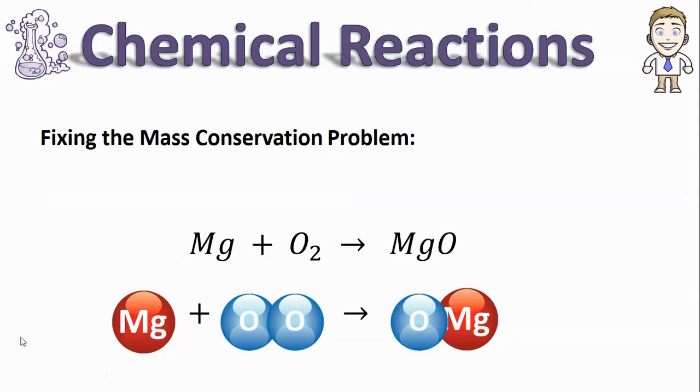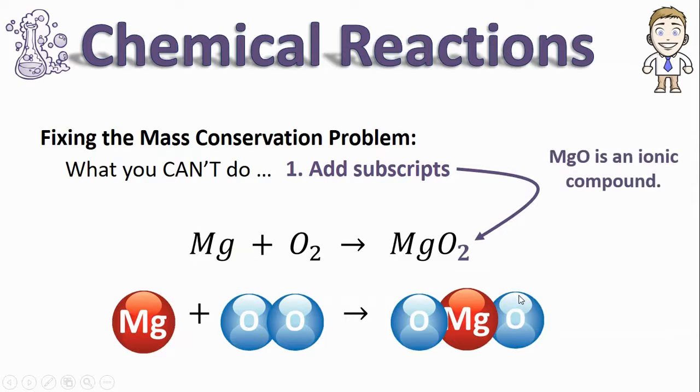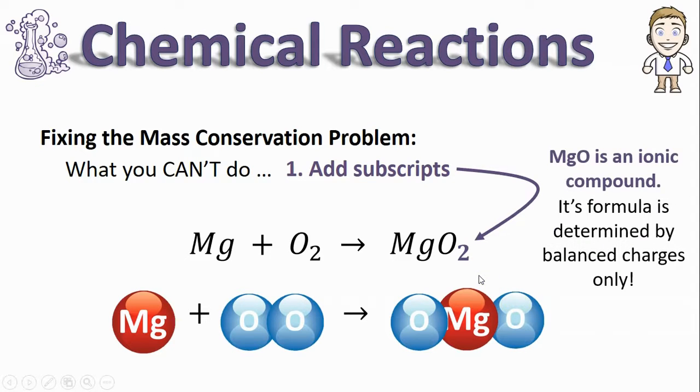So let's talk about some ways we could write this chemical equation that fixes the mass conservation problem. We're going to do this first by talking about ways that you can't fix it. One thing that people try to do a lot is fix the problem by adding in subscripts. Like, what if MgO's formula was MgO2? That would take care of it because there's 2 oxygens on the left and now there's 2 oxygens on the right. The only problem is MgO is an ionic compound with a very specific formula.